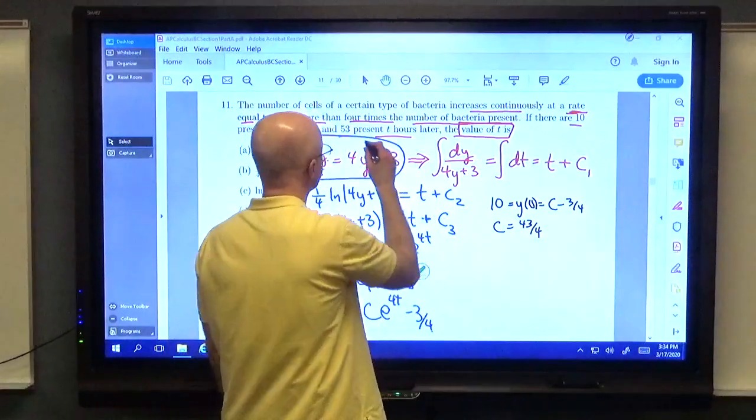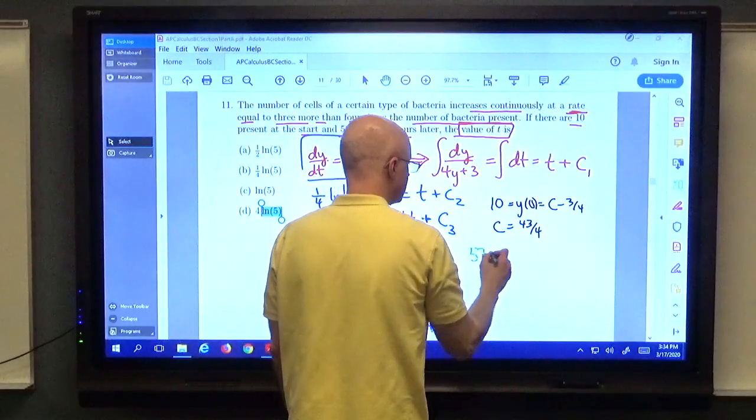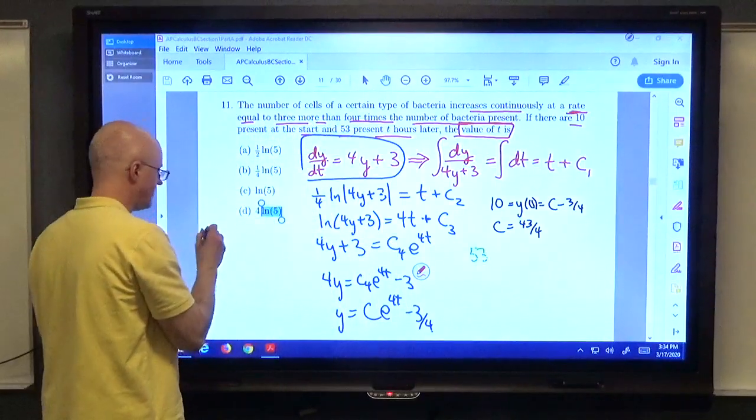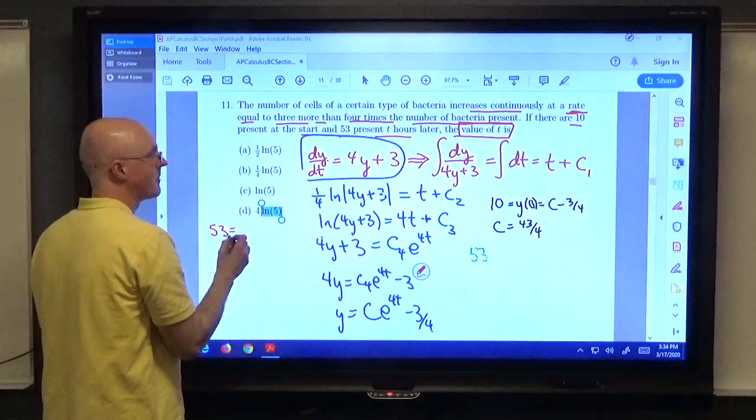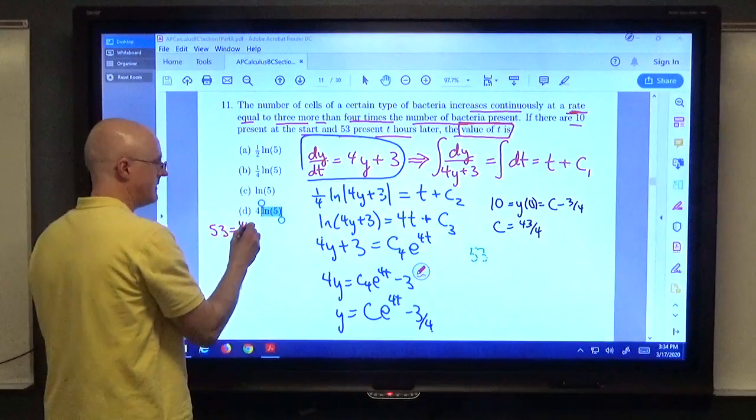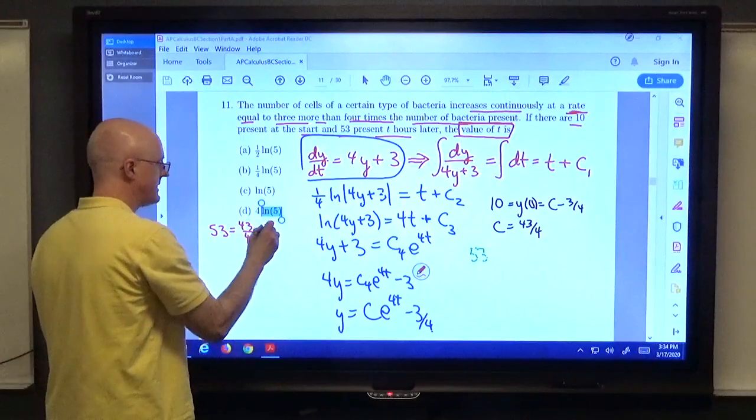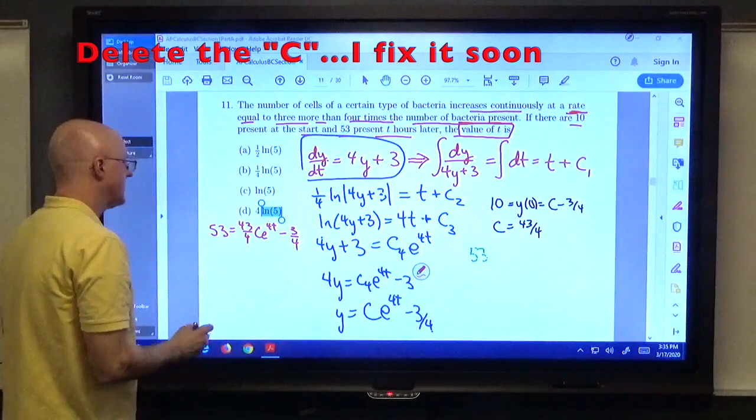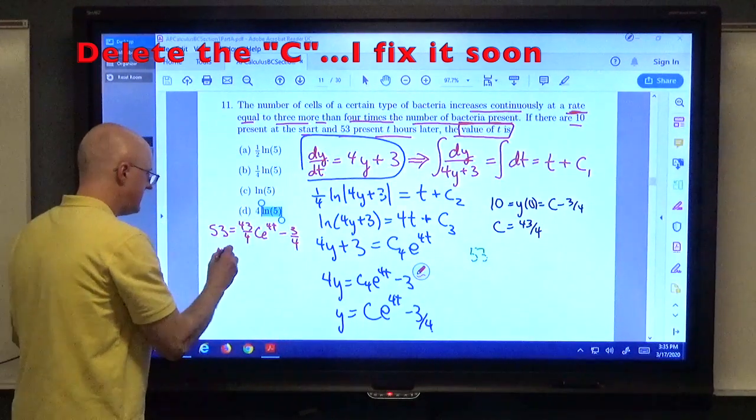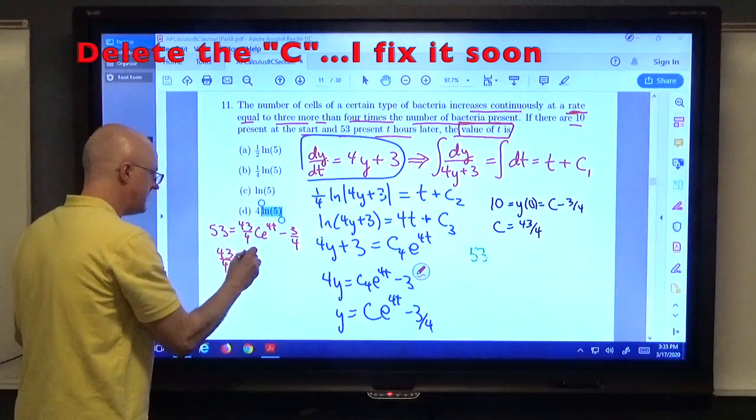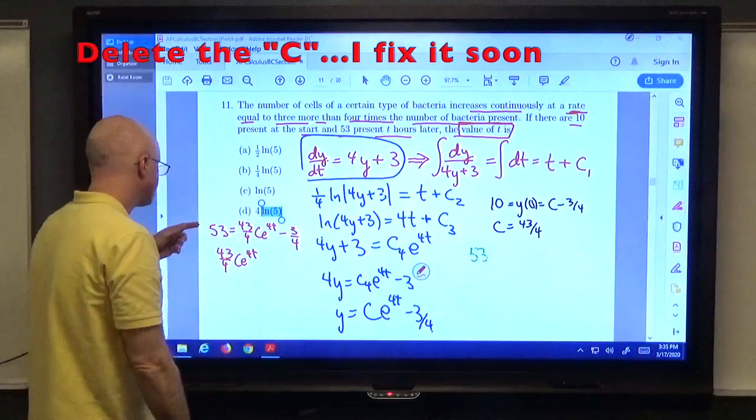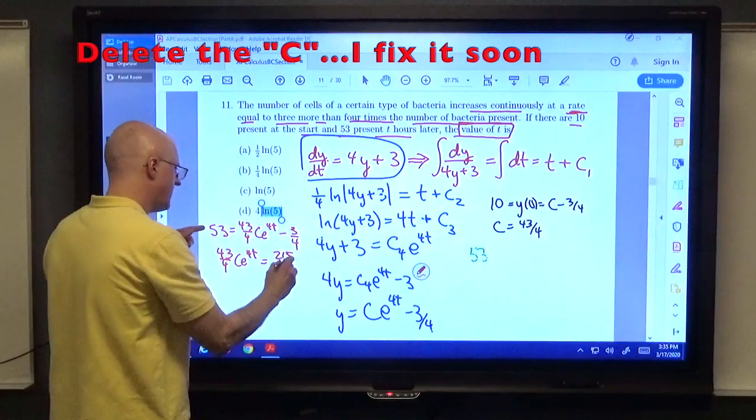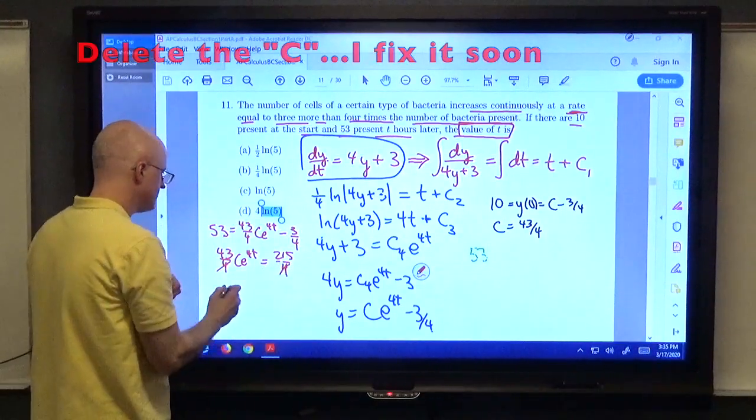But to finish the problem, we want to solve for t based on there being 53 bacteria at a certain time, and that's no good there. Let's go over here. 53 bacteria present at time t. It's going to be 43/4 e to the 4t minus 3/4. The goal here is to solve for t. So I now want to add 3/4 to both sides. 53 is the same as 212 over 4. Plus 3 over 4 is 215 over 4. The 4s would cancel.